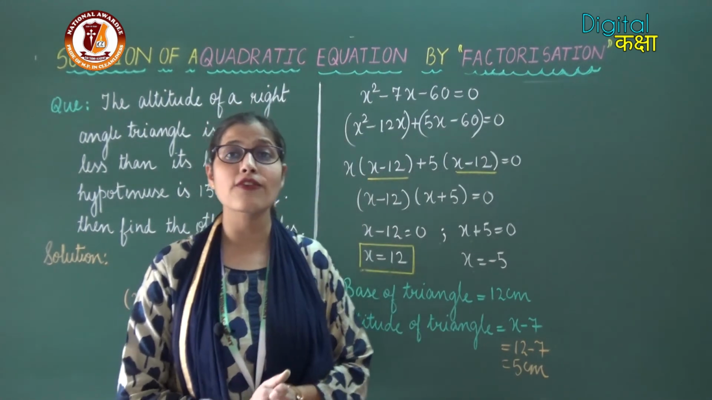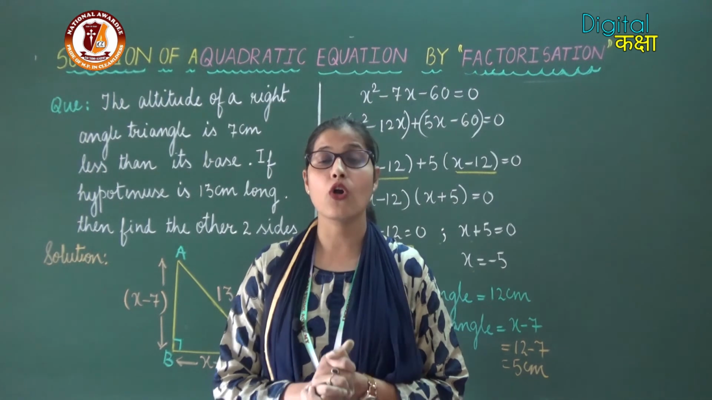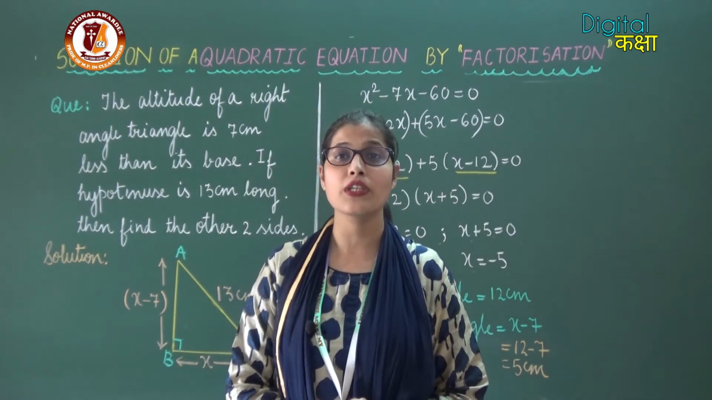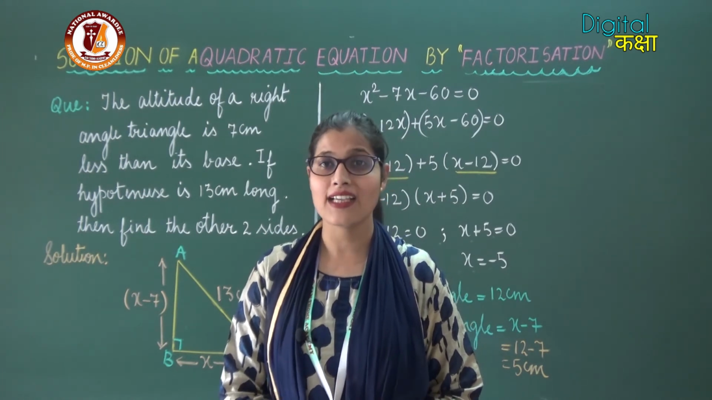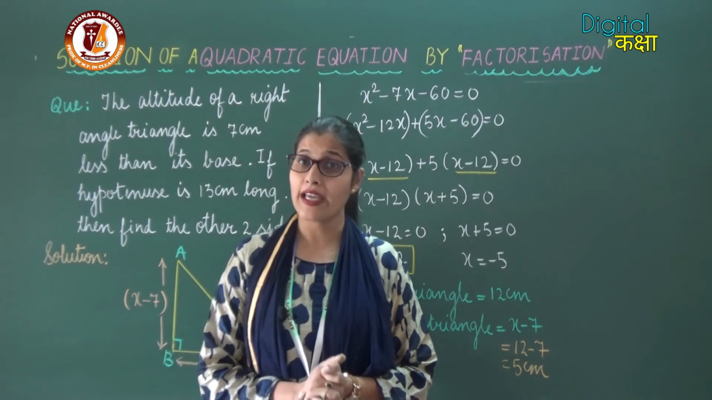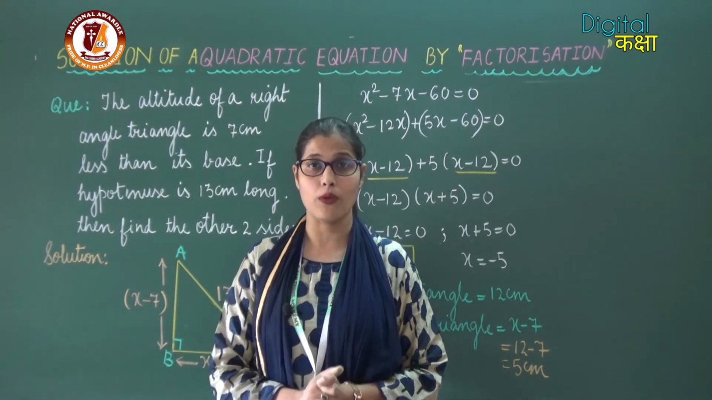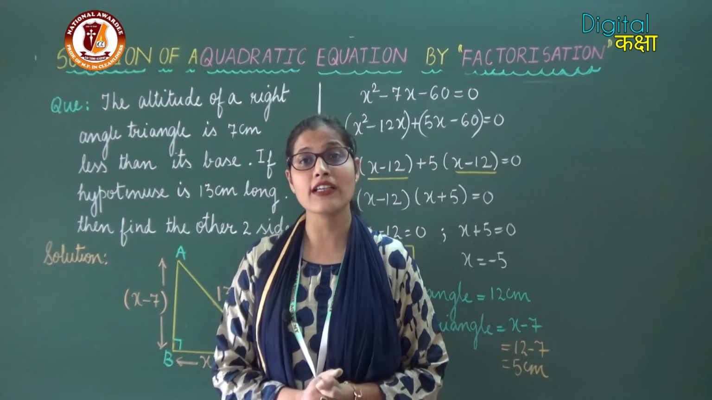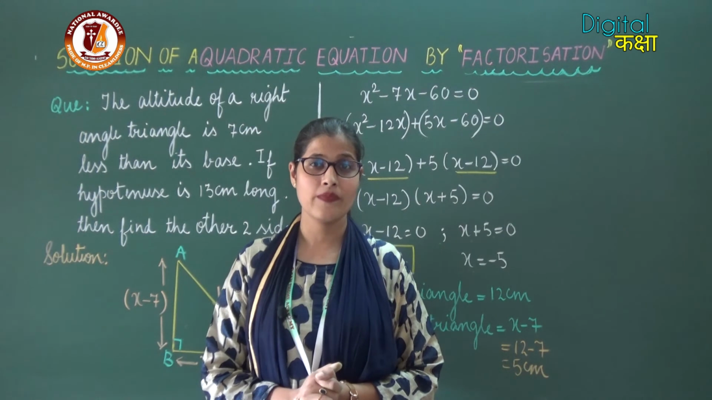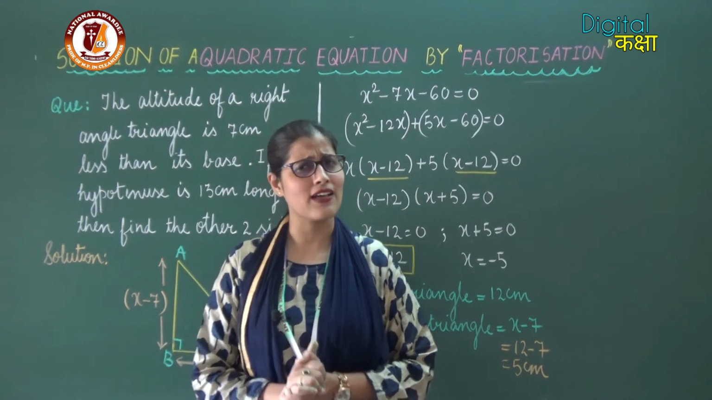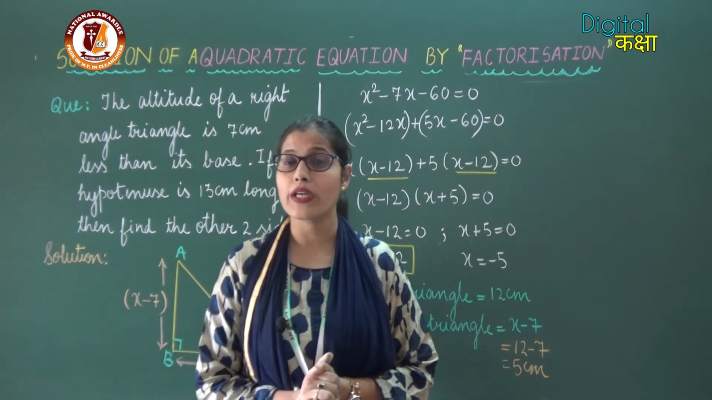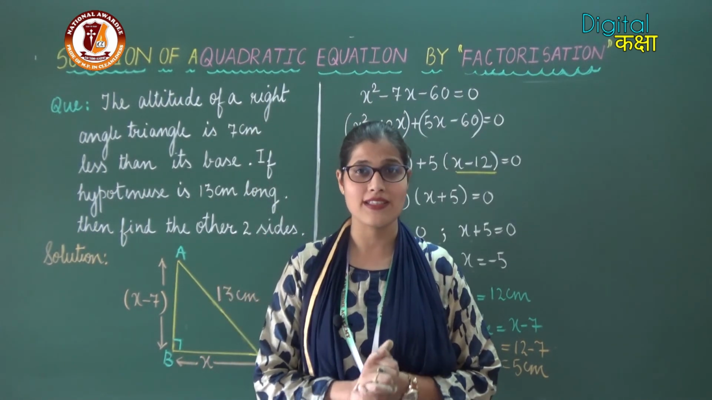So by using the factorization method we got the length of the base and the length of the altitude of the given right angle triangle. So using this method you can simplify even word problems and you can find the solution of the given quadratic equation. I hope you are clear with the concept of the factorization method for solving the quadratic equation.